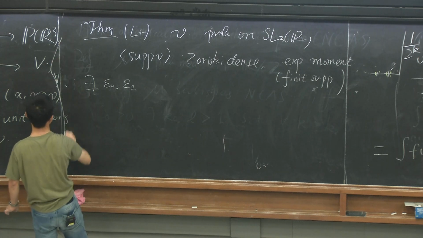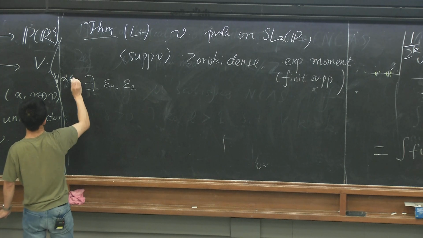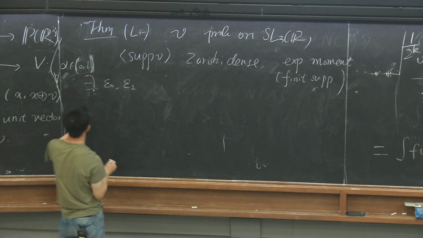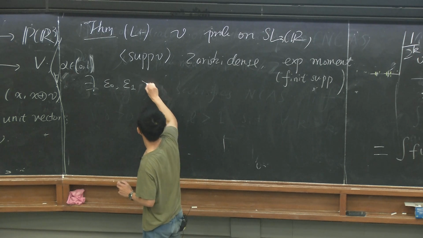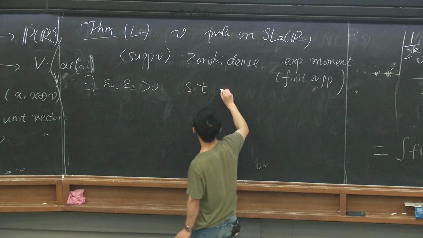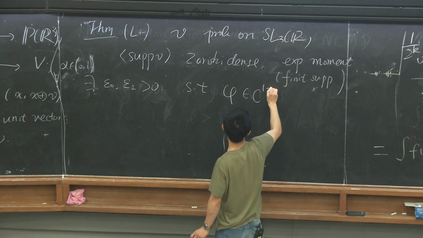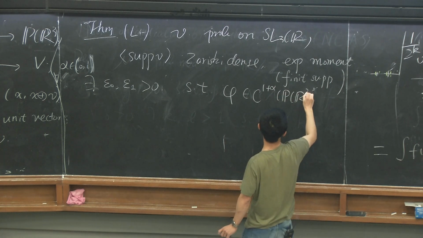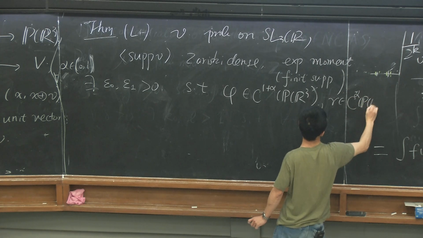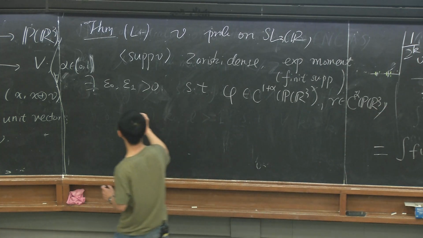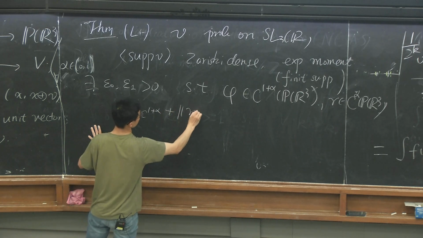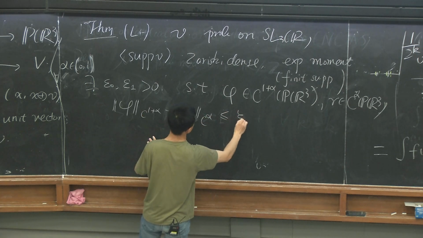It's a bit technical, but it's like this. For any alpha between 0 and 1, a Hölder constant, Hölder continuity, and epsilon 1 greater than 0, such that for any function phi which is C1 plus alpha on PR3, and the function R which is C alpha on PR3, which satisfy some condition like the C1 plus alpha norm is not too large, and the C alpha norm of R is also not too large, less than C to the epsilon 0.